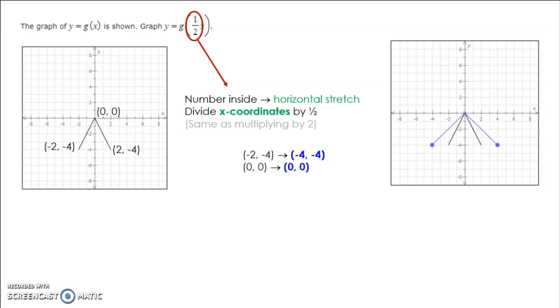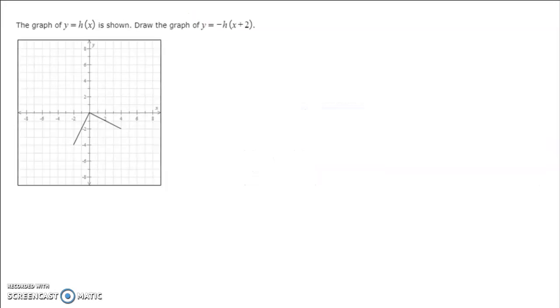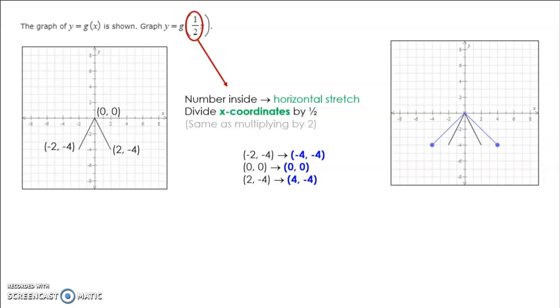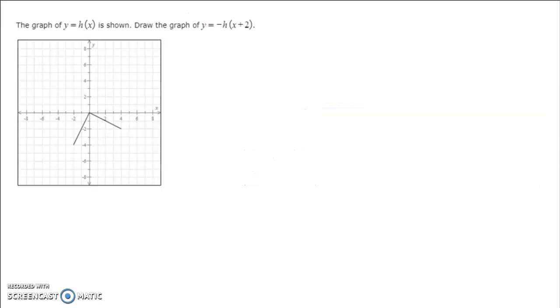0, 0 stays the same. There's my third ordered pair, and then I'm going to plot. Okay. Oh, I may not have given you enough time with that. Okay, now we're going to do 3 other examples, or maybe 2. Now I don't remember how many are on this thing.